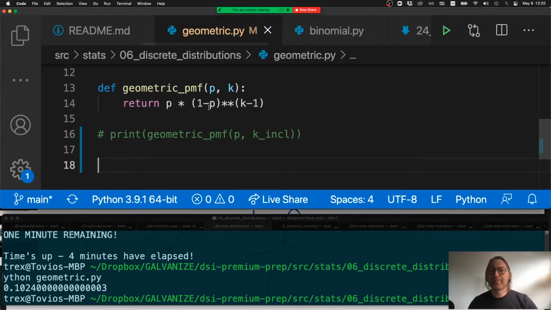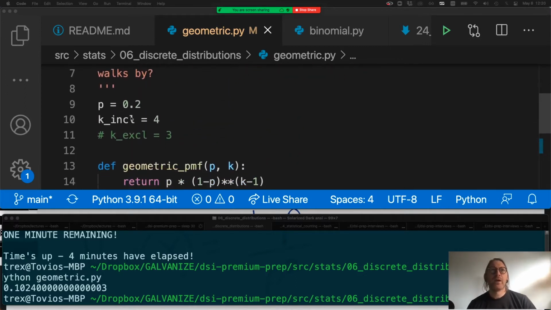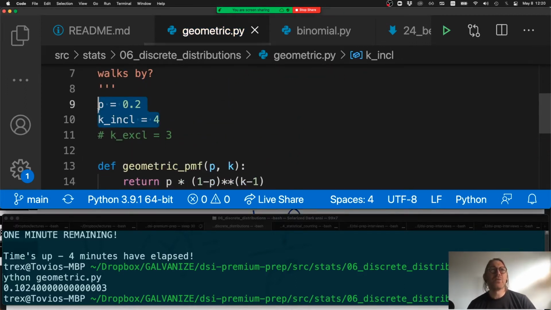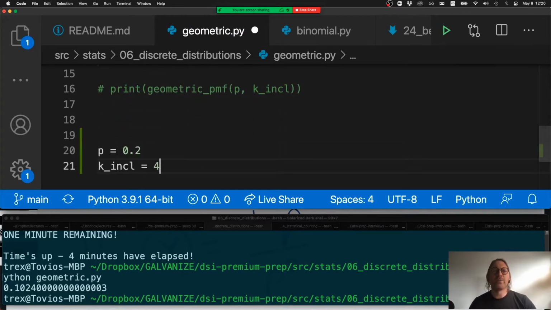Okay, so let's answer a question with this. Another question: if you're flipping a fair coin, what's the probability you get your first heads on the 7th flip? Offhand, you might think of this as pretty unlikely, but we don't really know how unlikely this is going to be.